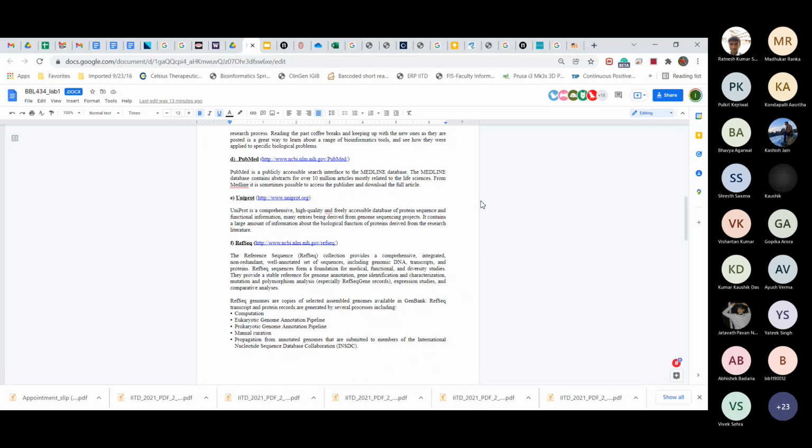All right, UniProt, I'll continue. UniProt is a database of protein sequences and functional information around protein sequences and how they are.